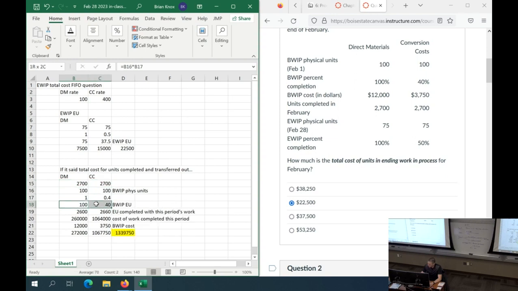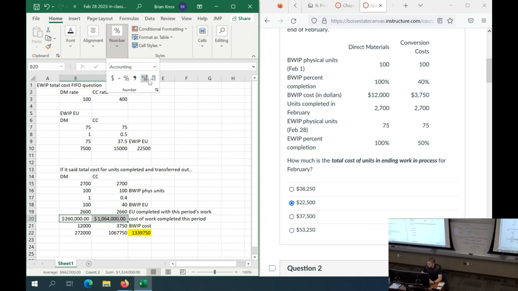We want to make sure we don't include any work done last period, so we have to subtract out the equivalent units from beginning WIP to do that. So now I have this number right here, and now we can multiply the rates by that number. This is the equivalent units completed with this period's work. We get a dollar amount here, of this period's work. In fact, if you summed this up, you would have the current period direct materials and conversion costs right there.